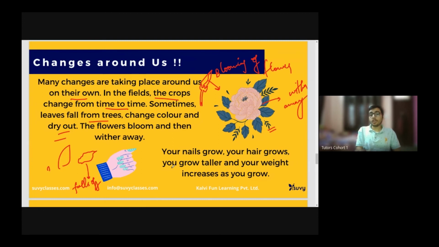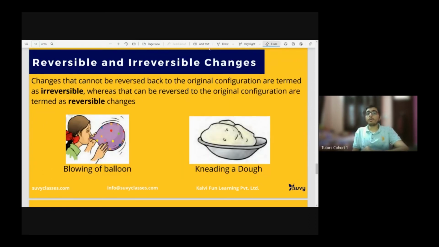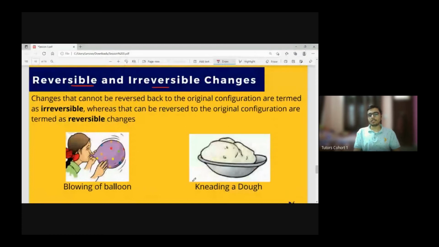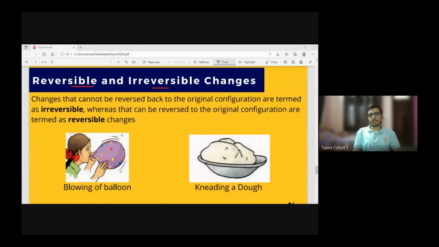Also, your nails grow, your hairs grow, you grow taller, your weight increases as you grow. So there are many changes taking place in us and around us. Clear? So that's pretty much about the changes in and around us. Now, there is a category of reversible and irreversible changes. I'll explain it in detail on a Jamboard file. Just a moment, I'll change the screen and we shall discuss it in more detail.